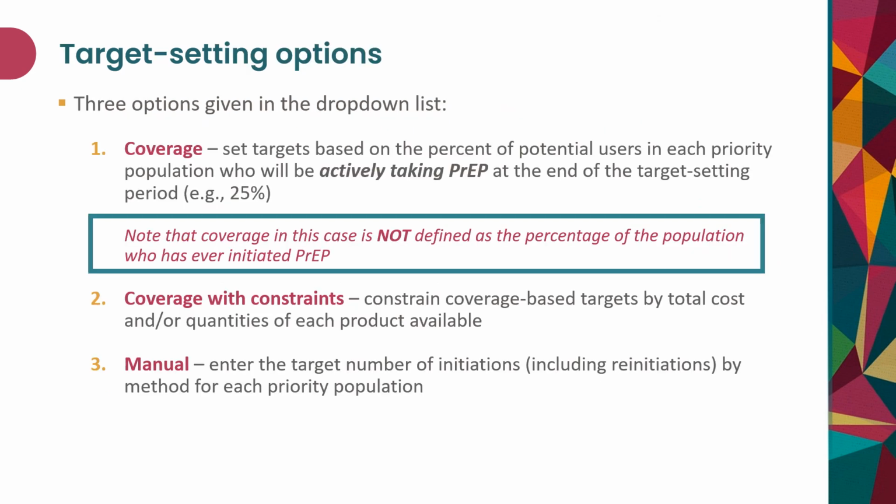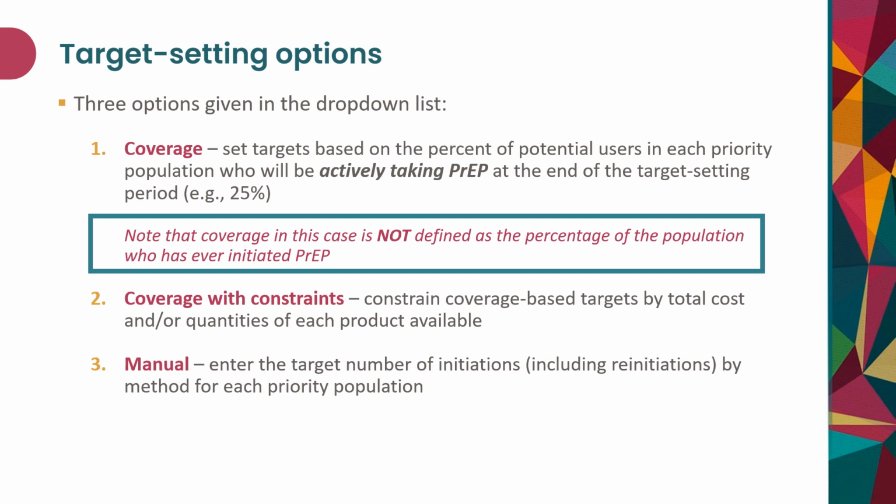When setting targets, you select from one of three options on a drop-down list. Option 1 is setting targets based on coverage. This means specifying the percent of potential users in each priority population who will be actively taking PrEP at the end of the target setting period. This is the most common way in which people set targets in PrEP-it. Note that coverage in this case is not defined as the percent of the population who has ever taken PrEP throughout the target setting period. That percentage would be higher.